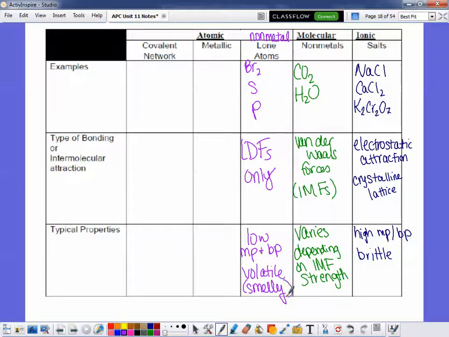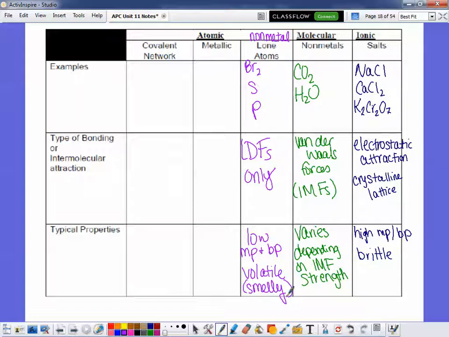Yeah, pretty much the weaker the intermolecular force, the easier it'll escape to the gas phase, and the smellier it'll be. Like gasoline, most of what's in there is nonpolar, so you're going to smell it.